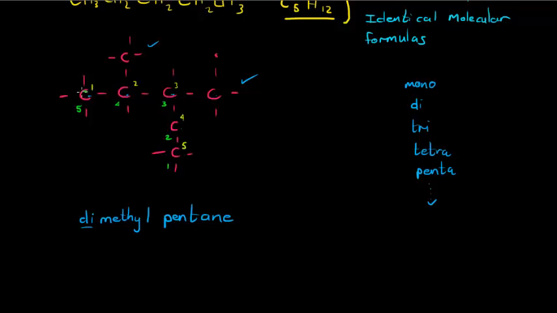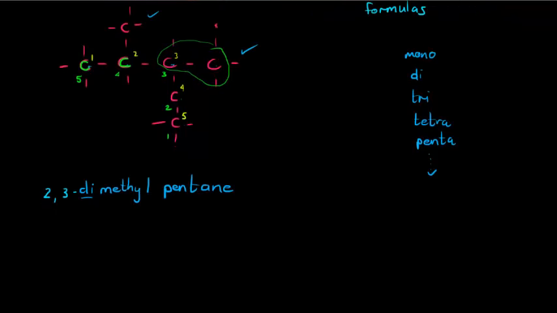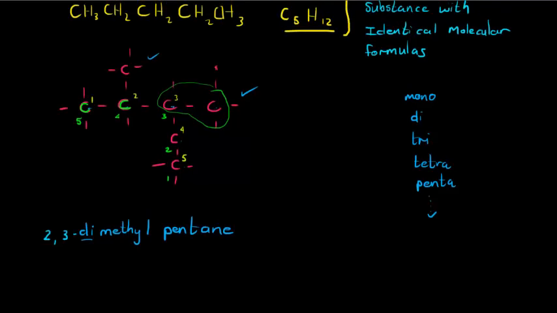So if I do number from this side, okay, I see my second carbon and my third carbon has the chains. So in order to include that in the name, I would say second and third dimethylpentane. Okay, so this was not exactly what I wanted to show you.